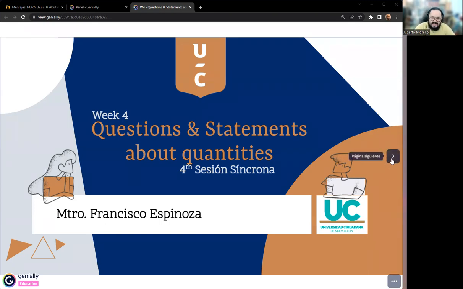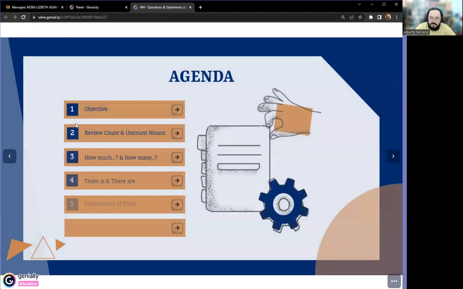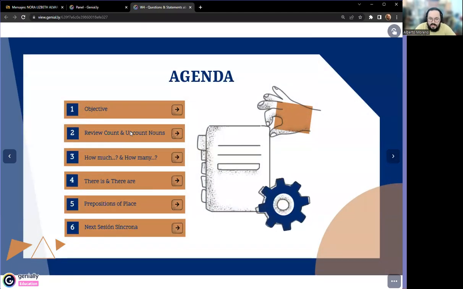But let's start with the agenda, guys. So first, we're going to start with the objective. Then we have a review for countable and uncountable nouns, or countable and mass nouns. Then we have the main topic for this session, which is how much and how many, as well as there is and there are. For an extra topic, we're going to learn the prepositions of place. And well, that's the end of the session because after this, we have what are we gonna do next?